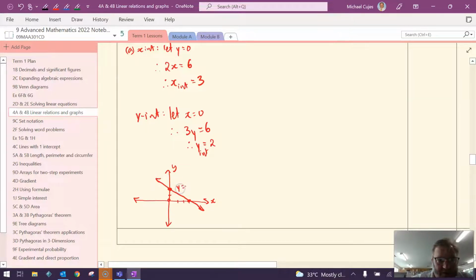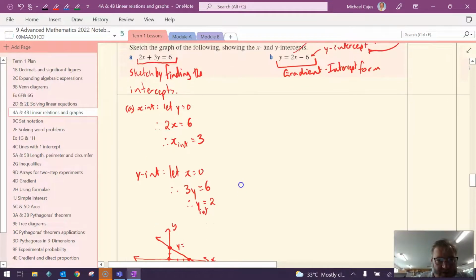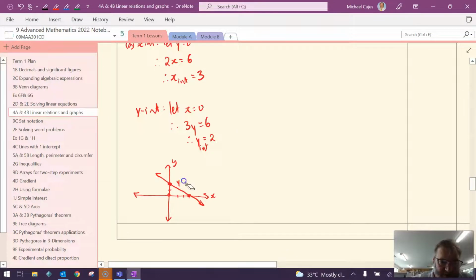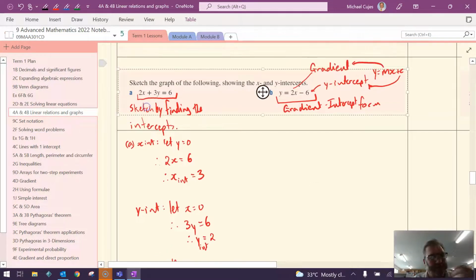I'm even going to take the time to label my equation, but it wasn't y equals, it was 2x plus 3y equals 6. So when you give it in that form, ax plus by, use the intercepts to sketch.